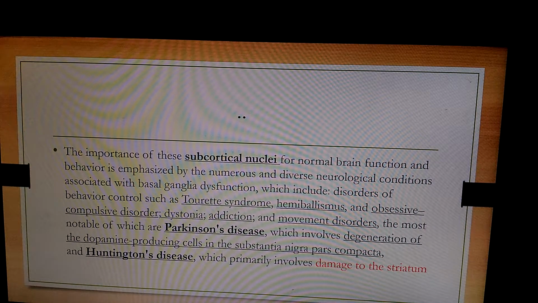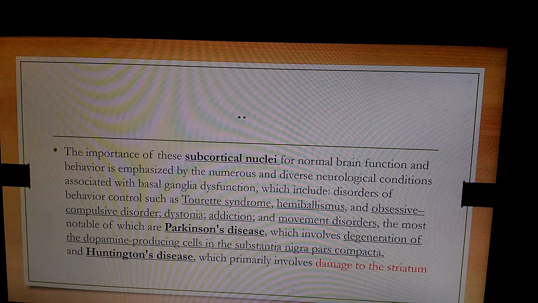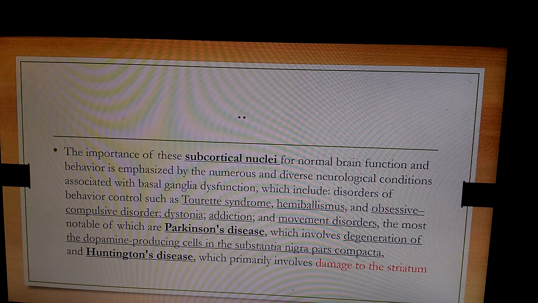The importance of these subcortical nuclei for normal brain function and behavior is emphasized by the numerous and diverse neurological conditions associated with basal ganglia dysfunction, which include disorders of behavior control such as Tourette syndrome, hemiballismus, and obsessive compulsive disorder, dystonia, addiction, and movement disorders, the most notable of which are Parkinson's disease, which involves degeneration of the dopamine producing cells in the substantia nigra pars compacta, and Huntington's disease, which primarily involves damage to the striatum.